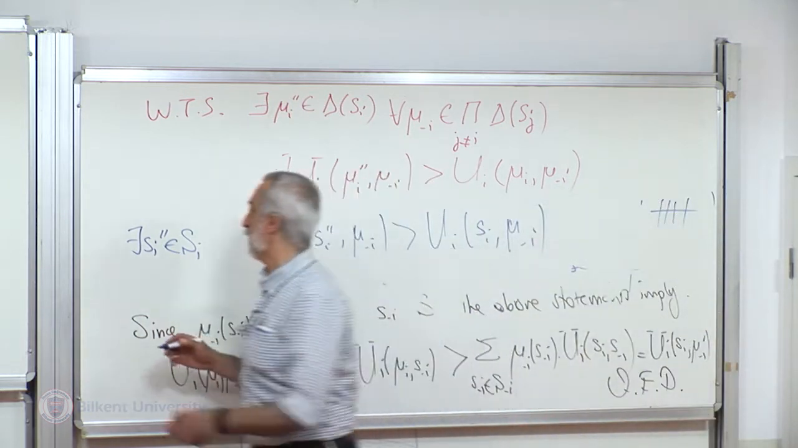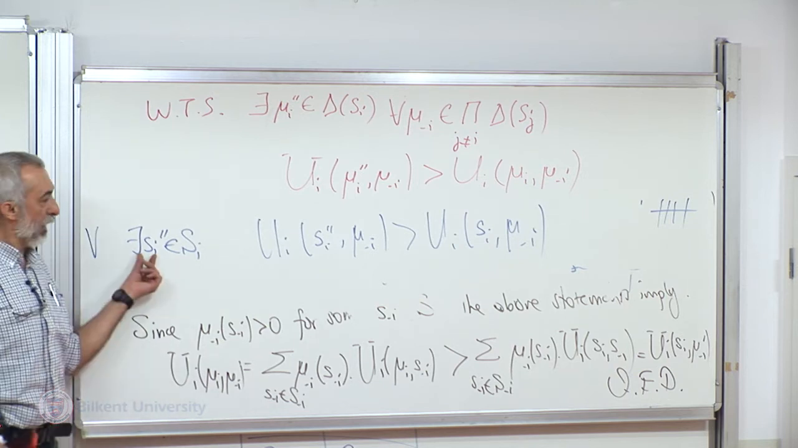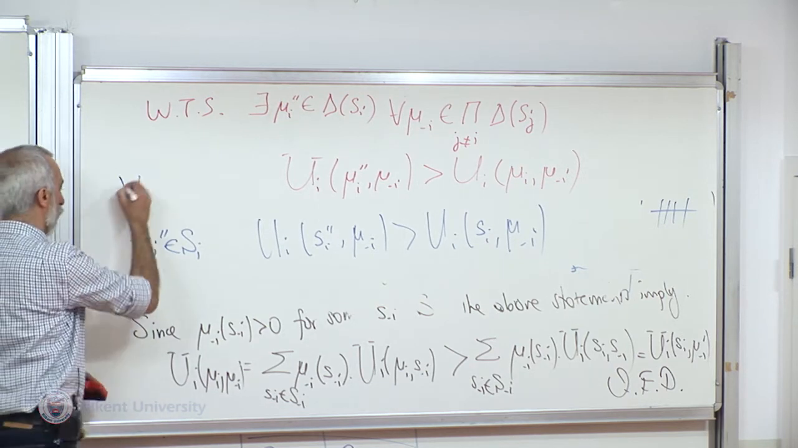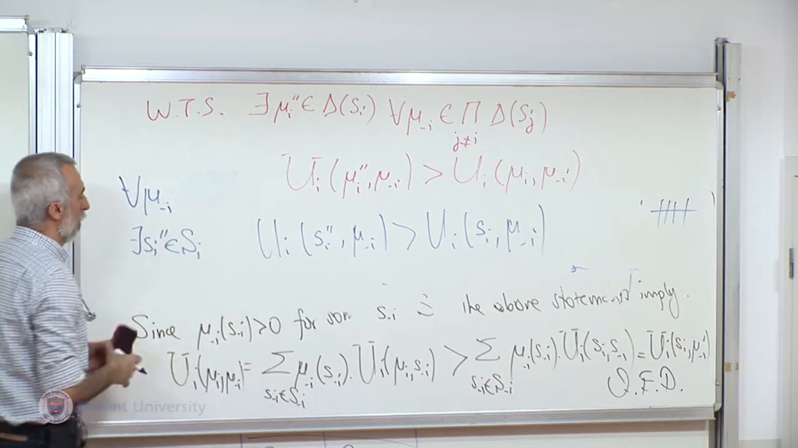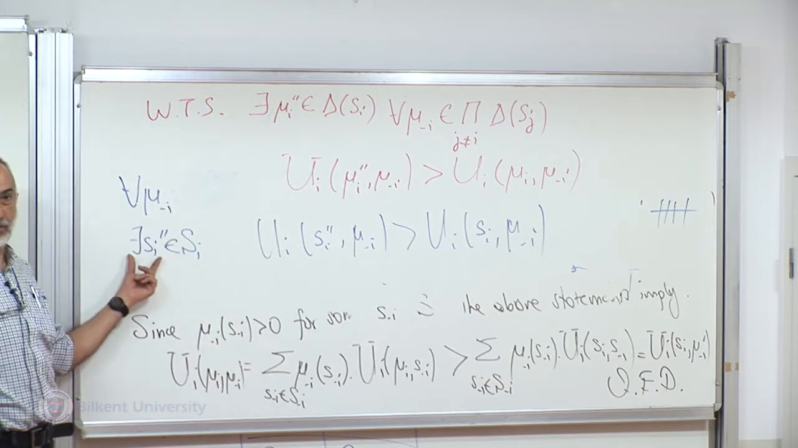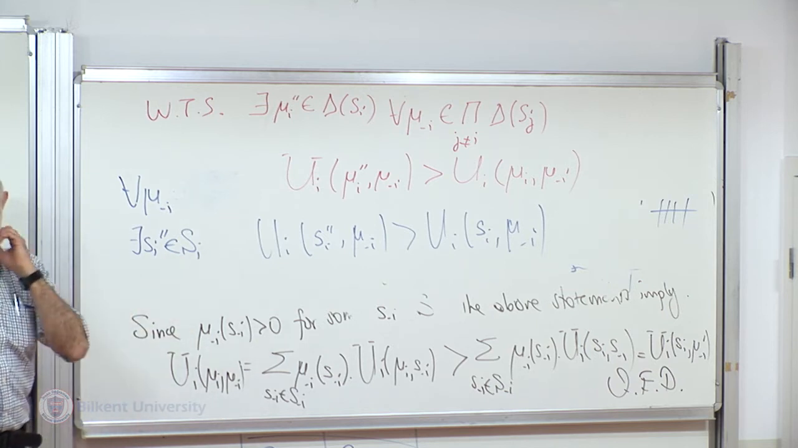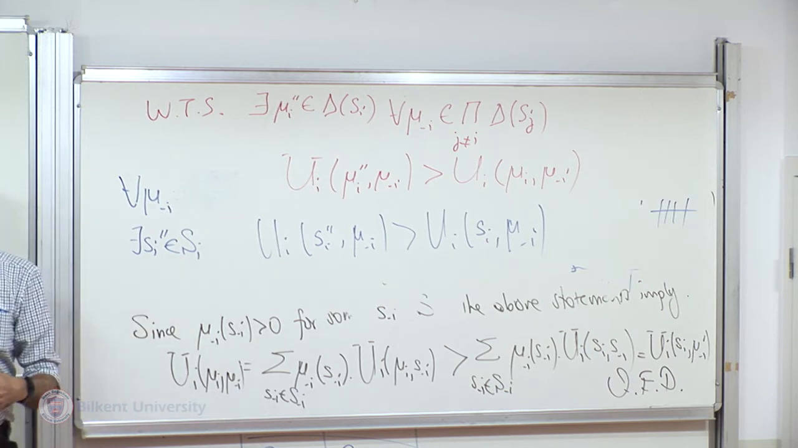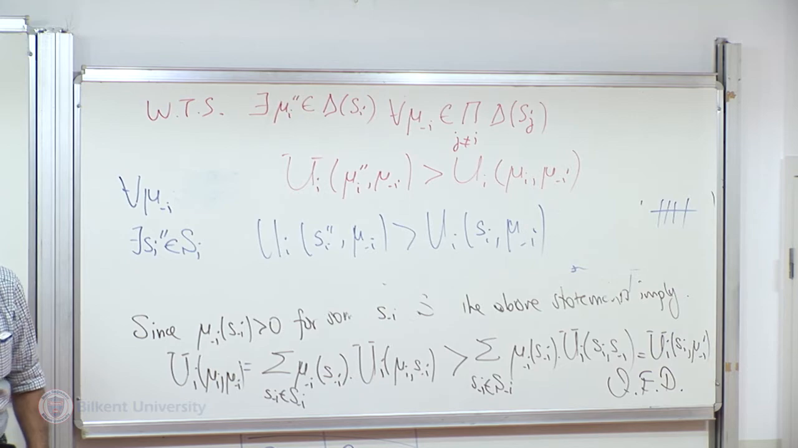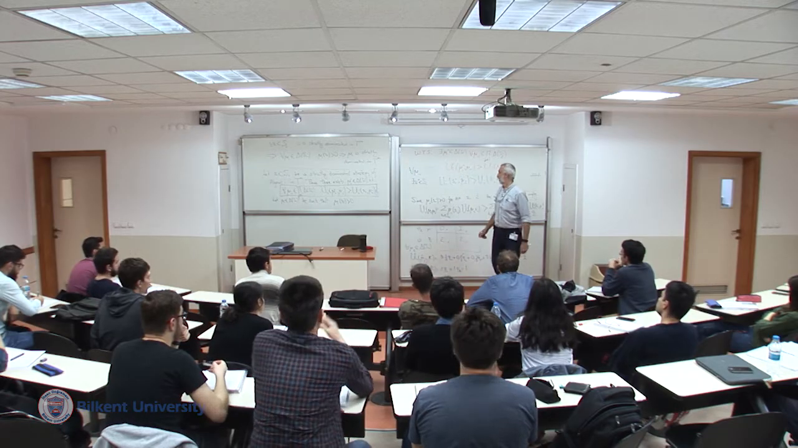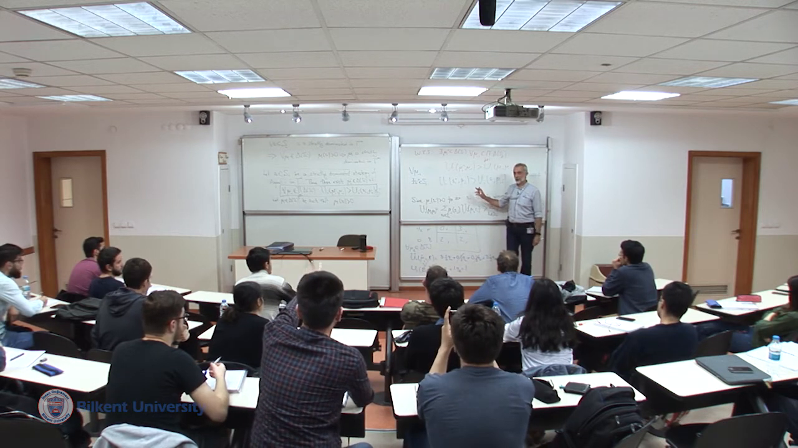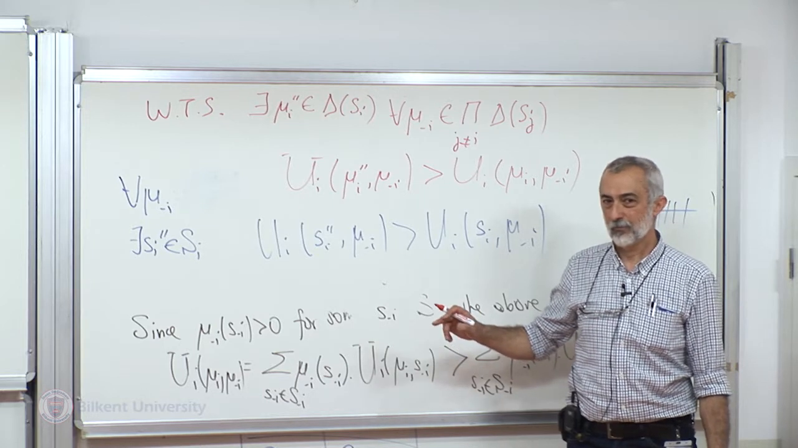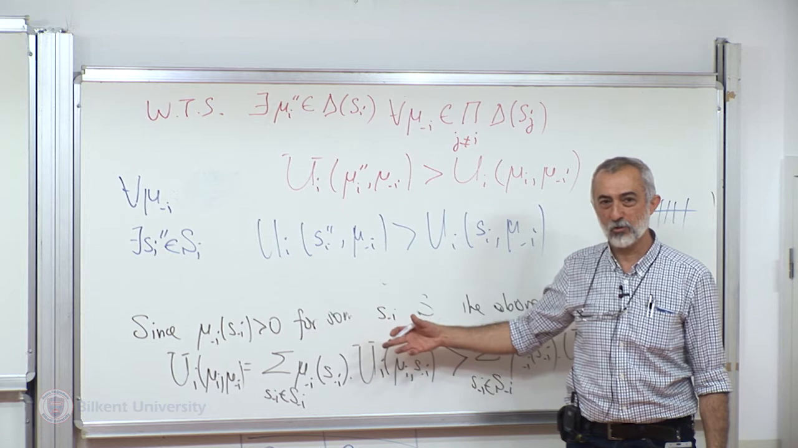So for each mu_minus_i, there exists s_i double prime. Okay. So that is true. But how will you use that? Then I'll have another mixed strategy, mu_i double prime, which puts mu_i double prime of s_i double prime, it will be mu_i of s_i plus mu_i of s_i double prime. And then you'll keep having sequences of those.